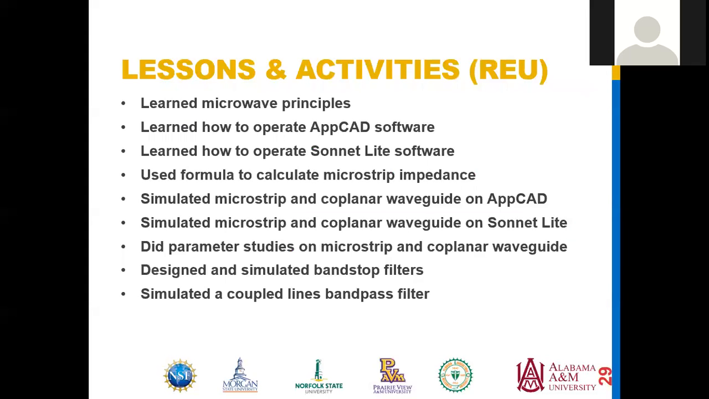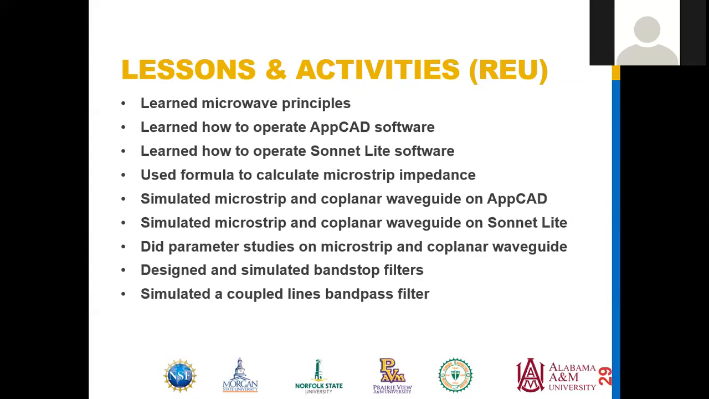So on the Excel file, they would go through and try different widths and heights and thicknesses until they were able to get that 50 ohm impedance, which is the industry standard that they want. So once they were able to get those measurements of what those should have been in order to get 50 ohms, they would go into the AppCAD software and simulate the microstrip and the coplanar waveguides on the AppCAD. The AppCAD would verify that those devices with those measurements would give them the 50 ohms.